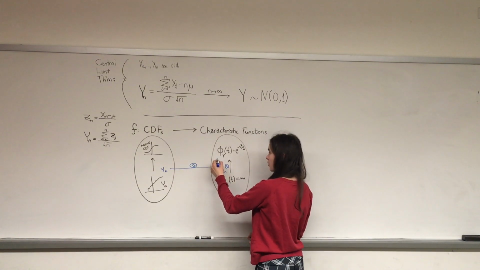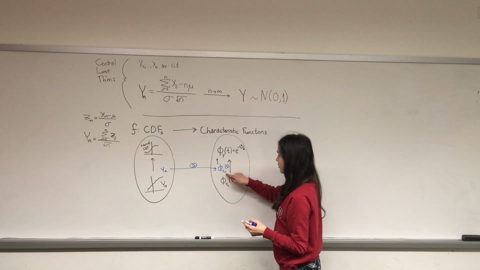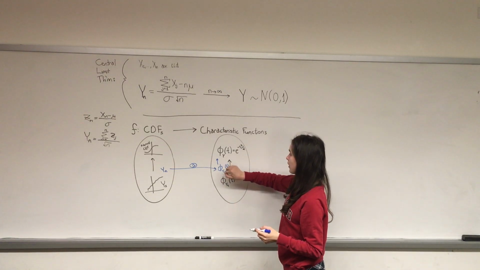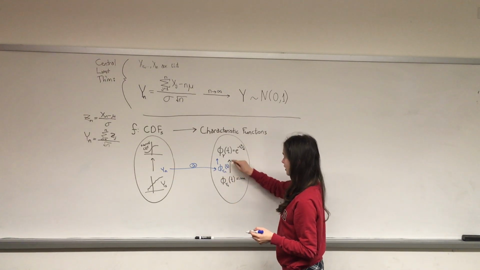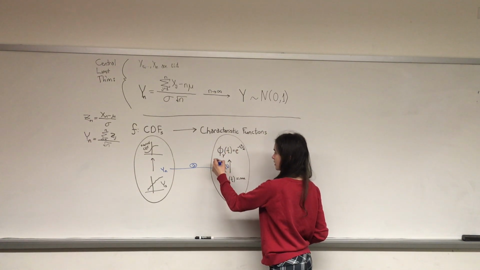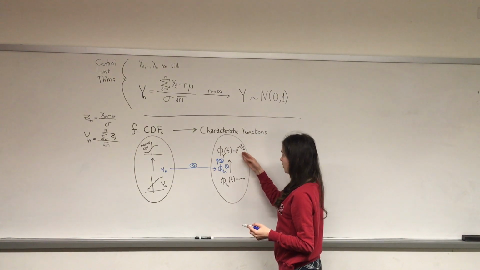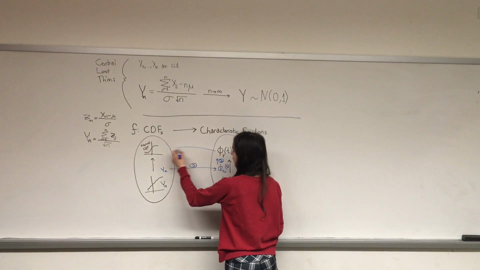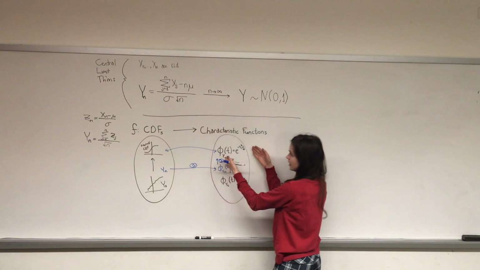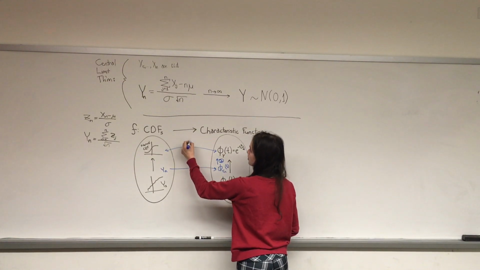Step 2, we're going to show that as n goes to infinity, the limit of this characteristic function is going to converge to this, meaning the characteristic function e to the negative t squared over 2. And then our final step is going to be showing that this is the characteristic function for a normal distribution.